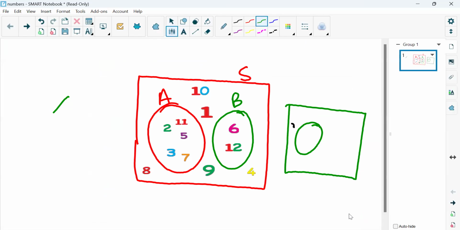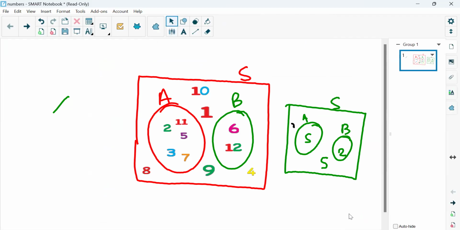So I'm going to say A is 5, and then B is 2. And then how many are outside? It's 5. And then we have S. So what does this one represent? It represents the number of outcomes. The last one, they say we should show the probability.